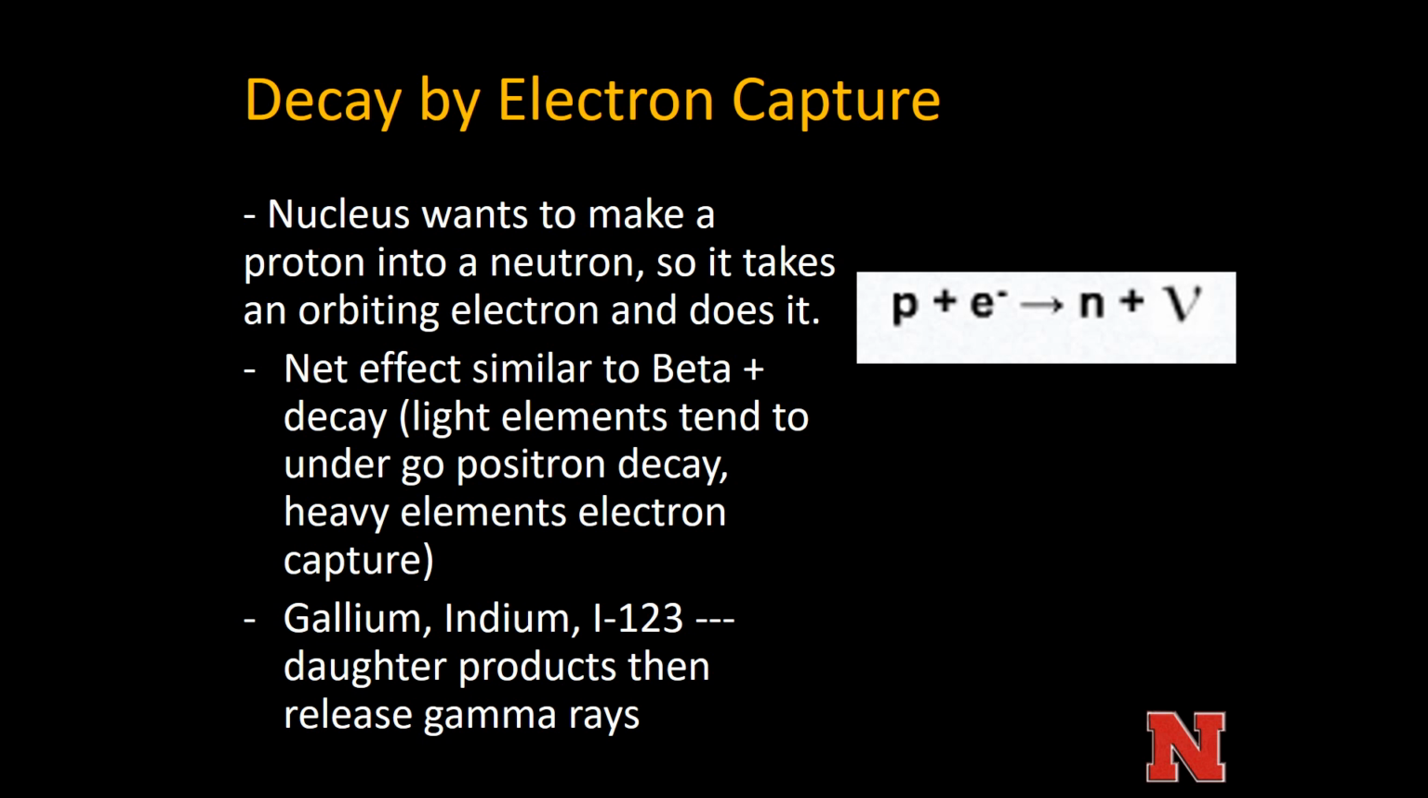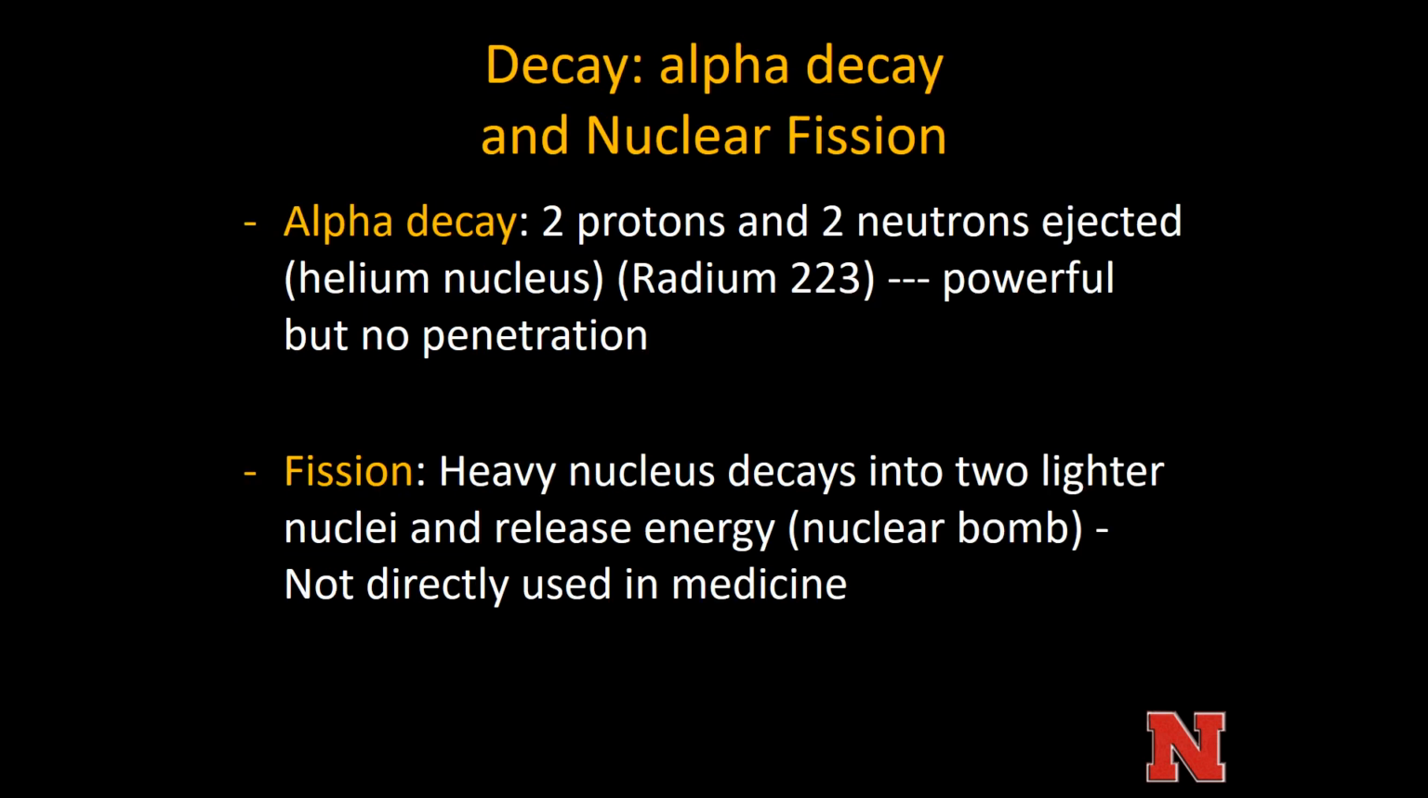Examples in nuclear medicine of electron capture. So gallium, indium, I-123 daughter products are created through electron capture. Interestingly, then those daughter products oftentimes release gamma rays, undergoing gamma decay, which is what we use to image them. But initially, gallium, indium, I-123 undergo decay by electron capture.